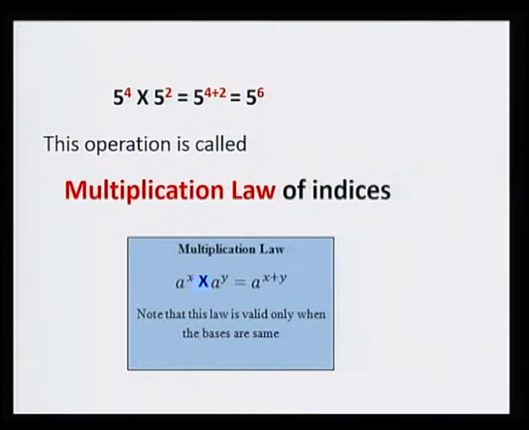This is equal to a raised to the power of x plus y, where a, x, and y can be any number. But what is more important in this law is that the bases must always be the same. If we have different bases, then this multiplication law does not work. Remember, to be able to use this multiplication law of indices, we need to have the same bases. Now look at the following examples.